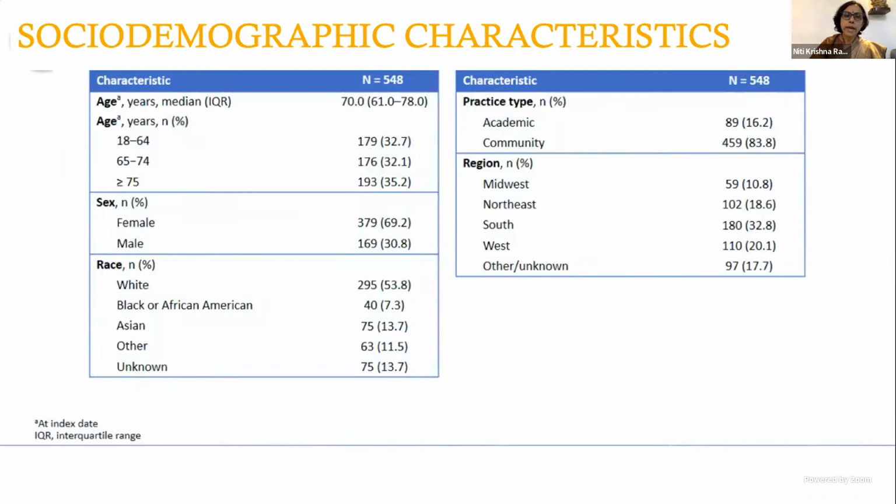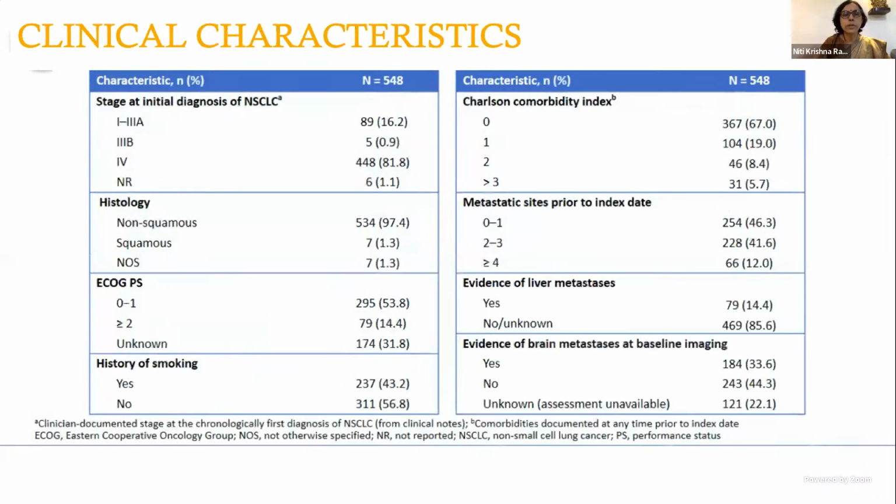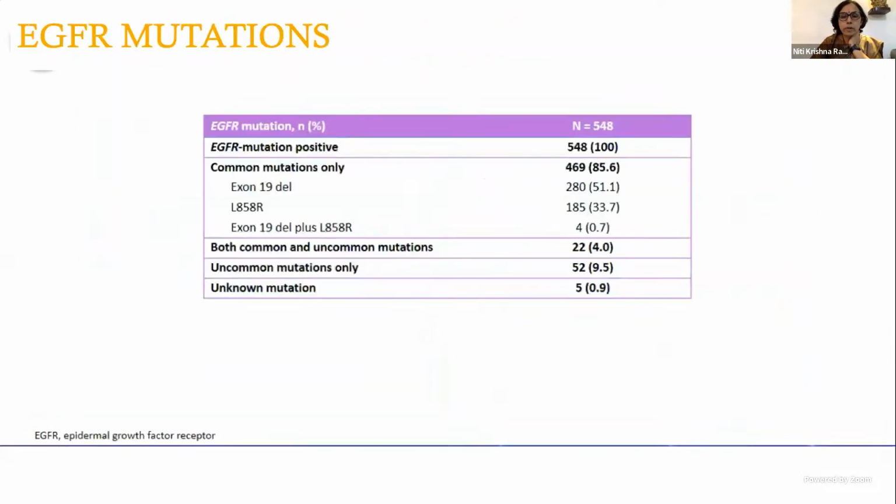The socio-demographic characteristics included age, gender, and race, whether they were Black, Afro-Americans, Asians, or whites. It was also noted whether treatment was in the academic setting or the community setting, as is typical in the United States, and what region in the United States patients were recruited from. Clinical characteristics were also recorded, including smoking history, ECOG performance status, and Charlson comorbidity index for all the patients, as well as metastatic sites and evidence of liver metastasis.